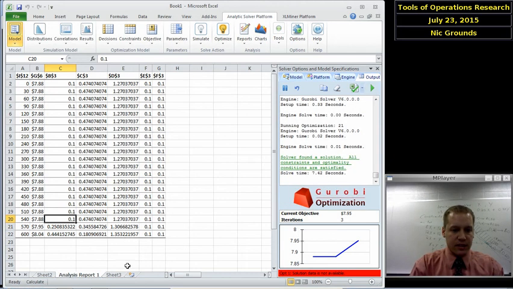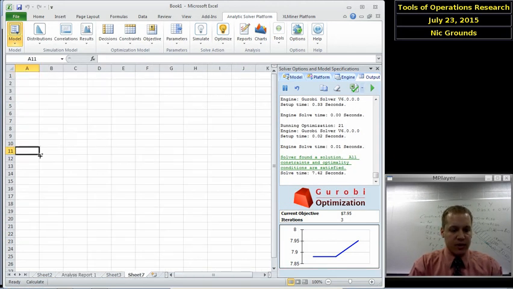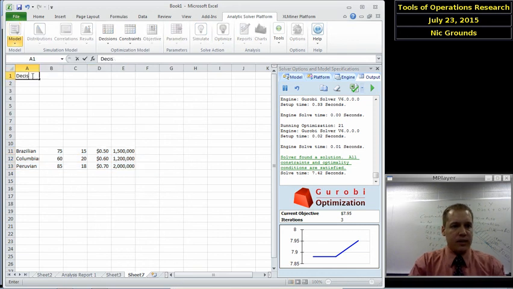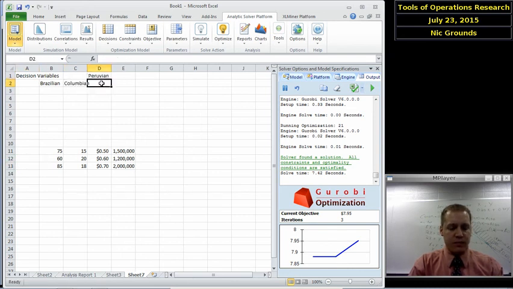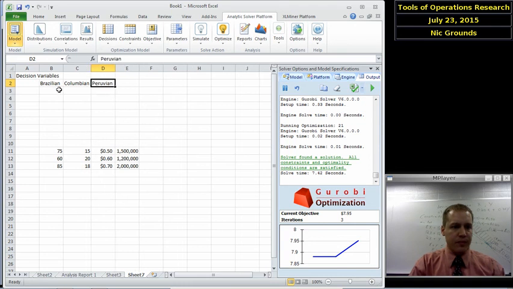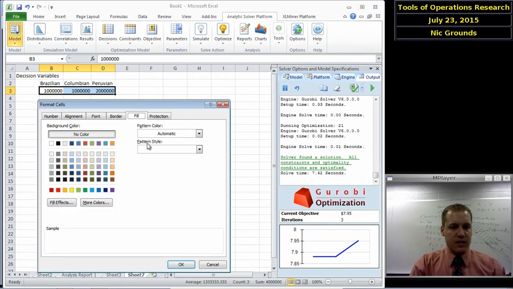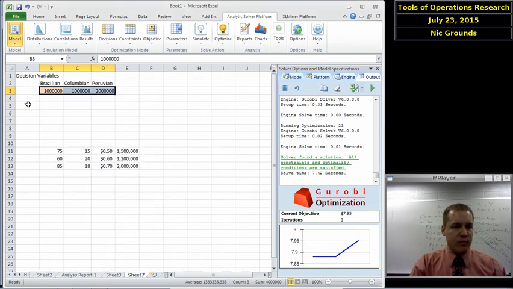All right. So let's do this in Excel very briefly. Decision variables. We have our Brazilian beans, we have our Colombian beans, we have our Peruvian beans. Let's assume we want 1 million pounds of these, 1 million pounds of these, and 2 million pounds of these, just as a starting point to illustrate what we're computing.